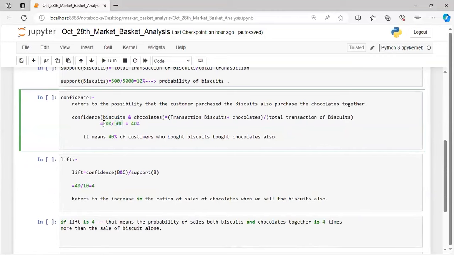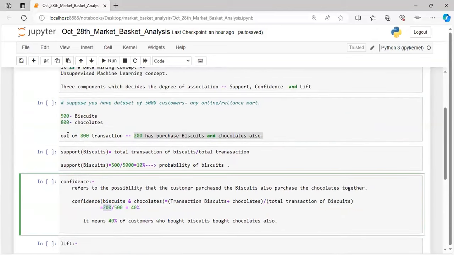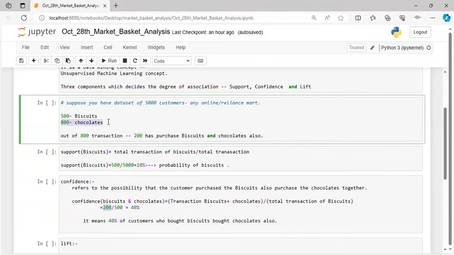What is this 200? Both purchased biscuits and chocolate. Chocolate is there in 200 places, leave the biscuit aside. And we want to make the connection of chocolate with ice cream, then what will we do? Just take the example. Sir, is this 200 out of 800, or just 200 out of the total 5,000? No, out of 800 transactions where the chocolate is there. Out of 800 transactions of chocolate, let me write again here, chocolates.